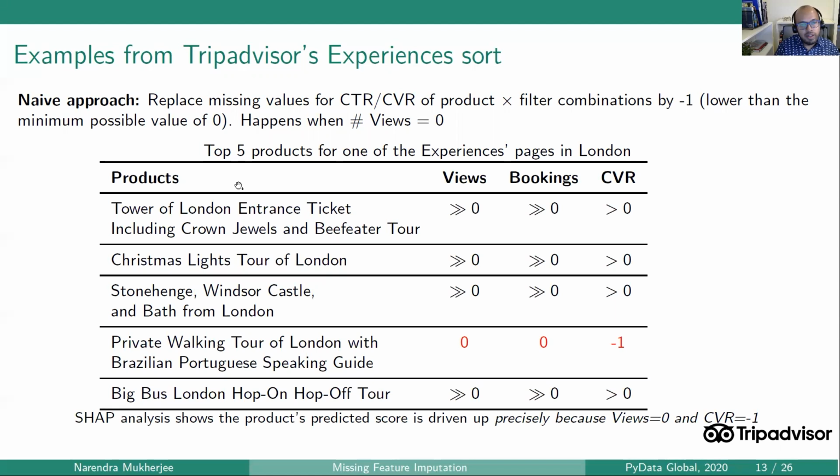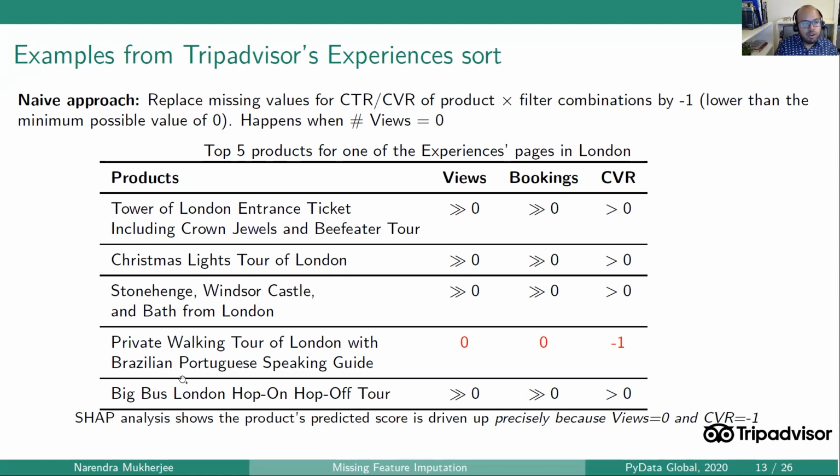So these are the top 5 products for one of the experiences pages in London. London is one of the most popular locations on the website. And we see a bunch of different products. We see the Tower of London entrance ticket. We see a Christmas lights tour of London. We see a Stonehenge tour. And we see a hop on hop off tour. So these 4 products, all of them have a pretty high number of views, high number of bookings, a good conversion rate. And so these should be at the top of the list.